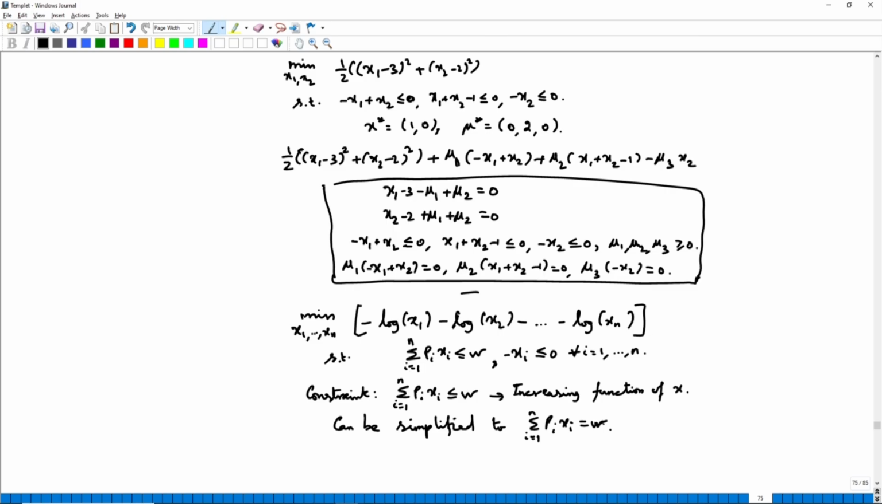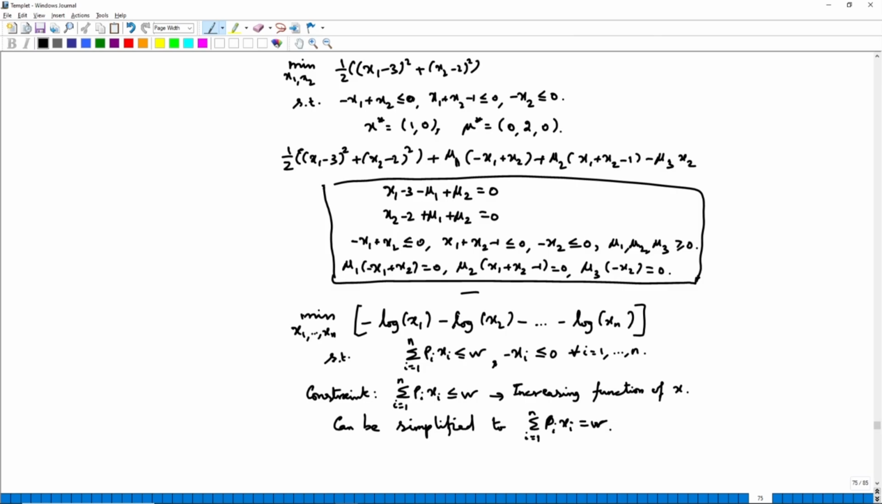Okay. So that is because the optimal solution of this particular problem cannot occur when summation pi xi is less than W, right. By increasing the xi's a little bit, I can increase the utility function, that is log of x1 plus log of x2 plus dot dot dot log of xn. So that is certainly not the solution. The solution is going to occur in this plane, summation pi xi equal to W, right.